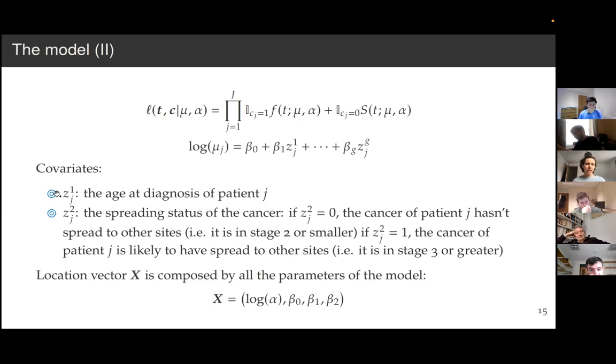So we looked essentially at the age at diagnosis of each patient, and then at the spreading status of the cancer. So Z2 is going to be equal to 0 if the cancer hasn't spread and is in stage 2 or smaller, and 1 if the cancer has spread somewhere else in the body, so it's in stage 3 or greater. So the location vector, in the zigzag notation that I mentioned before, is going to be given by the shape parameter, which will be log transformed, and the three betas that we want to estimate.